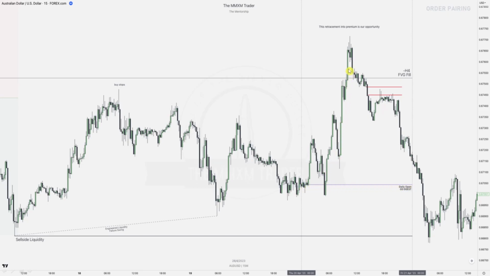Where are we? Are we above New York open? Yes, we are. New York midnight open price, and then breaking down lower during the New York session over here, and eventually continuing down lower and lower to pair up our sell with this engineered liquidity down here, and the sell stops resting below here.